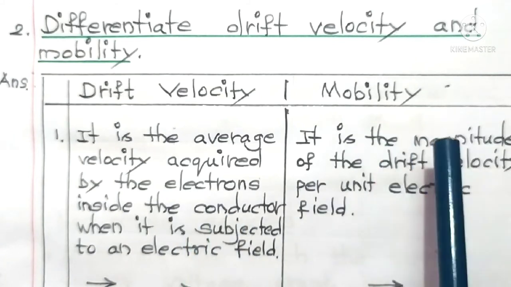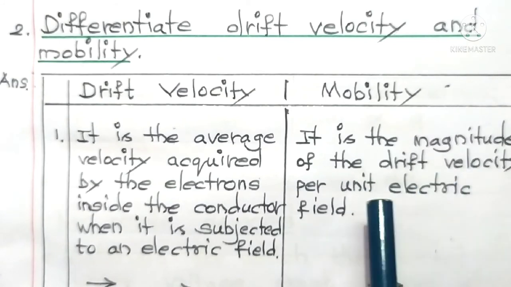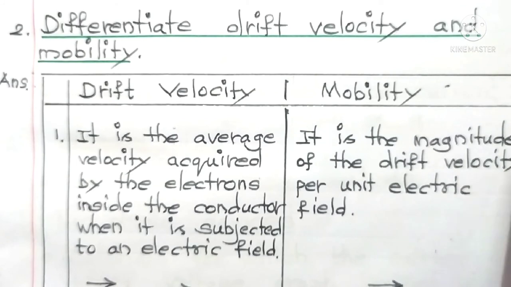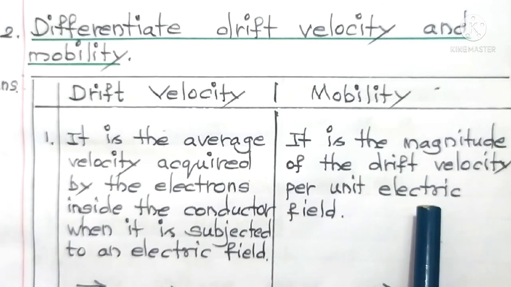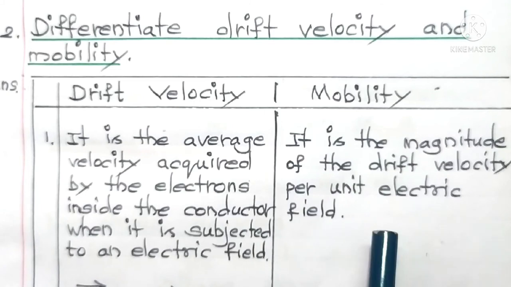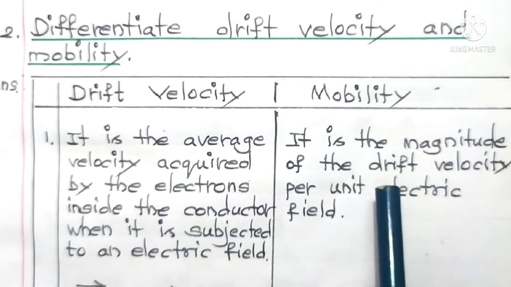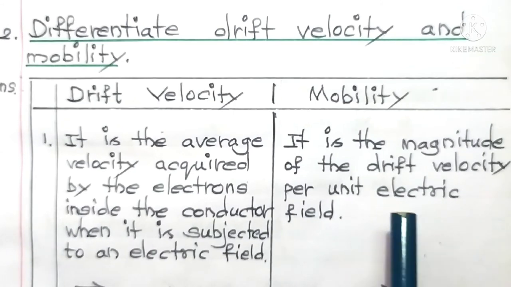Whereas what is mobility? It is the magnitude of the drift velocity per unit electric field. Mobility is nothing but the magnitude, or we can say the amount of drift velocity when it is placed in a unit electric field. When a conductor is placed in a unit electric field, the magnitude of the drift velocity attained by the electrons is called mobility. This is the definition for mobility.